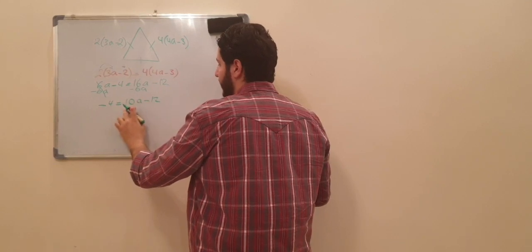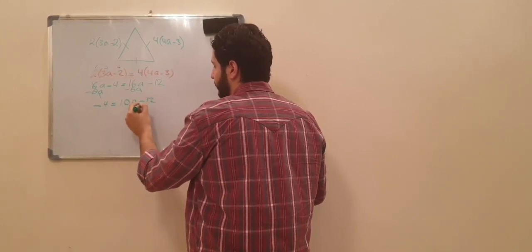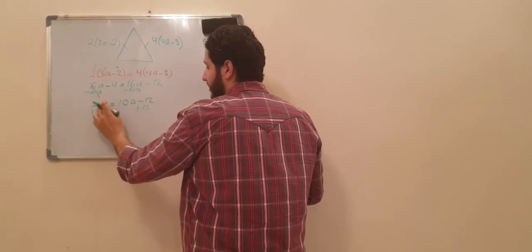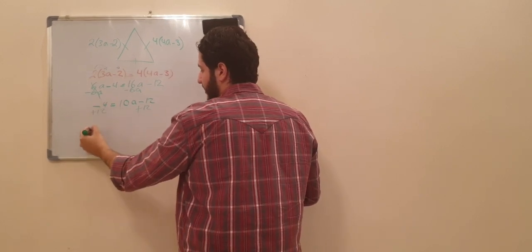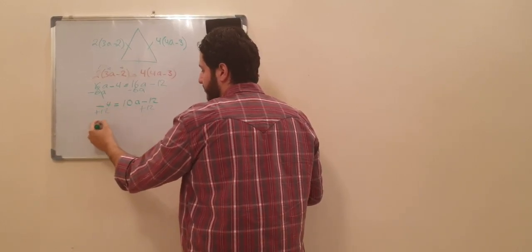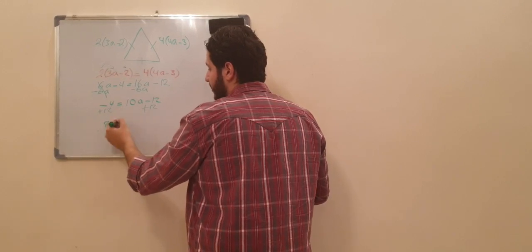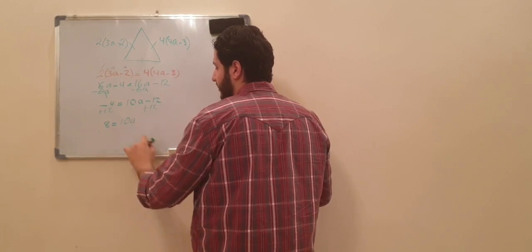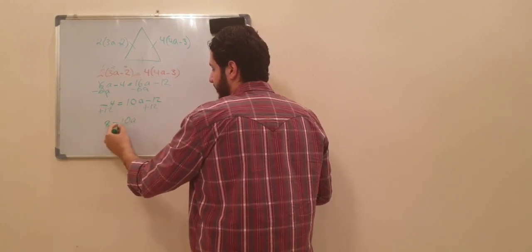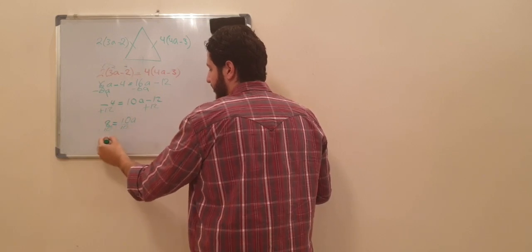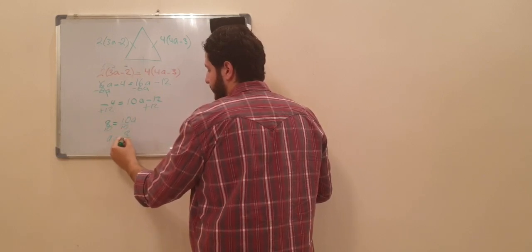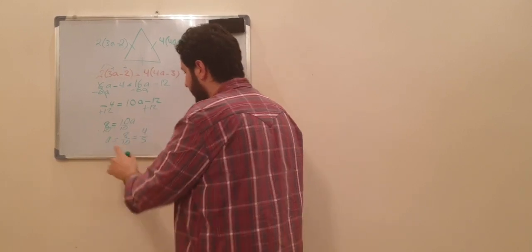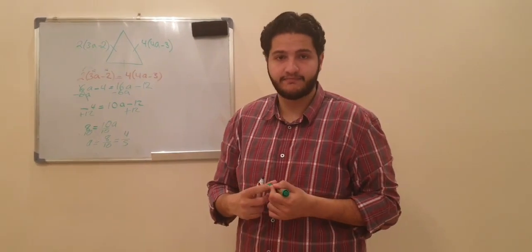I need the 10a alone on this side, so I'm going to cancel the negative 12, by adding 12 to both sides. Minus 4 plus 12, different signs, take the sign of the bigger number and then subtract, so it's positive 8 equals 10a. Now, I'm going to divide both sides of the equation by 10, and then you will have a equals 8 over 10, or divided by 2, that's 4 over 5. So a equals 4 over 5.